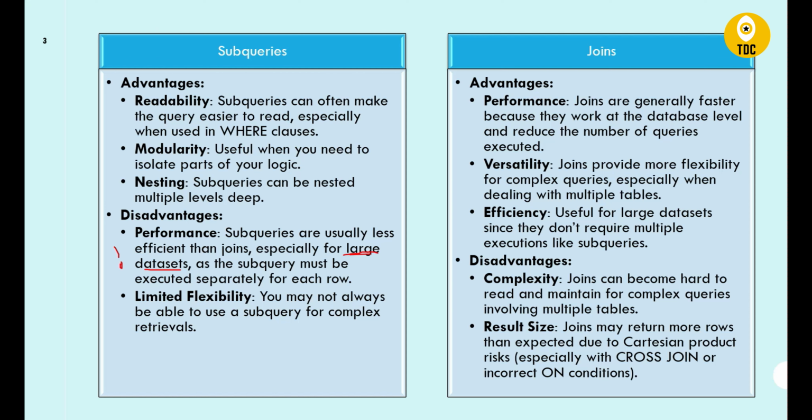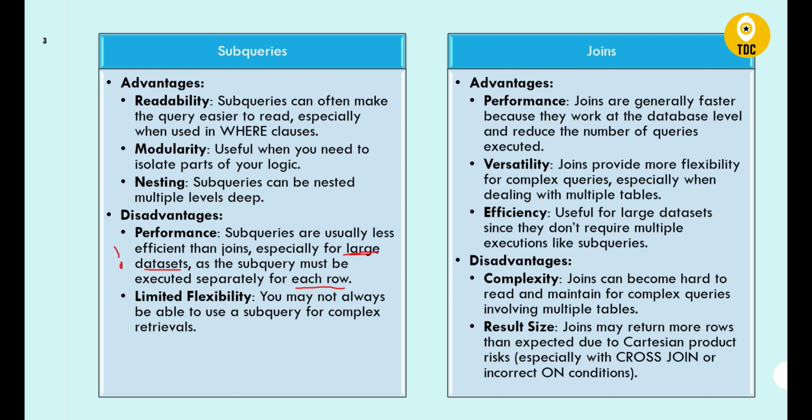Because the subqueries must be executed separately for each row, right? It has to be executed for each row. That is the reason the performance is very bad if you are using it with a large data set or a growing data set. Okay, and limited flexibility. This is because you may not always have the ability to use a subquery for complex retrievals. It might not have that flexibility where you can just go ahead and use it everywhere.